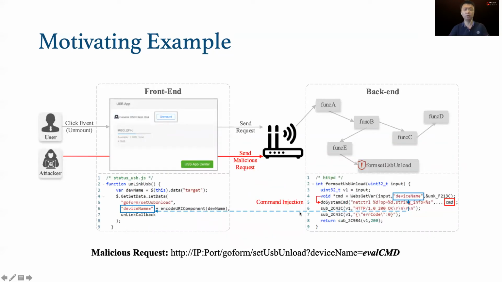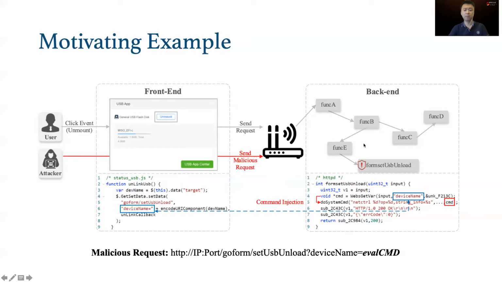Now I will reveal the root cause of this bug. This figure focuses on the details of how the web interface and the backend code inside this router work. On the left-hand side, a user just needs to click an unmount button on the web interface. Then the front end will send a request with the device name attached. We can see this variable in line 6 of this JavaScript file, named deviceName.